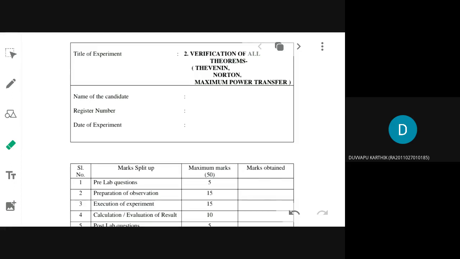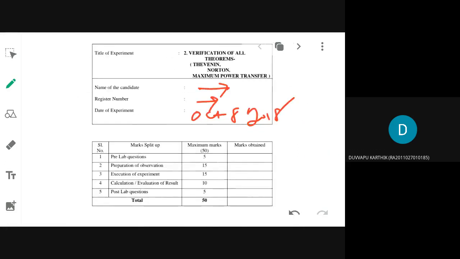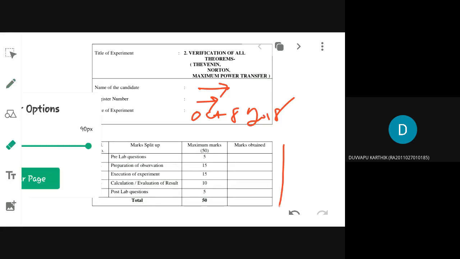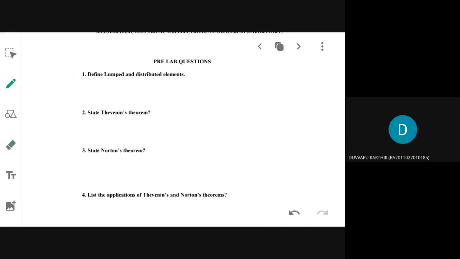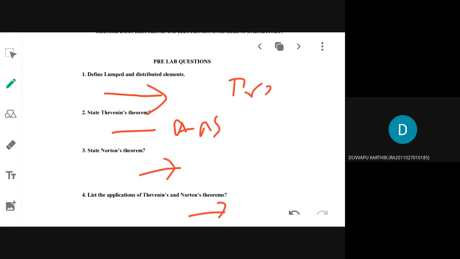As usual, you have to write your name, your register number, and today's date. Today's date is October 8, 2018. These parts I will grade. Then you have to fill the blank columns. You have to refer to Google and write the answers for all the statements given, both pre-lab and post-lab. For which I will give marks.